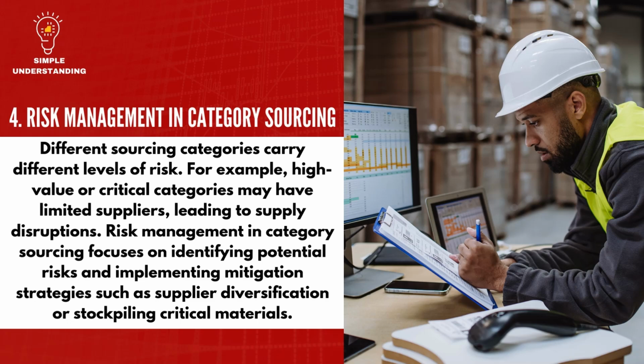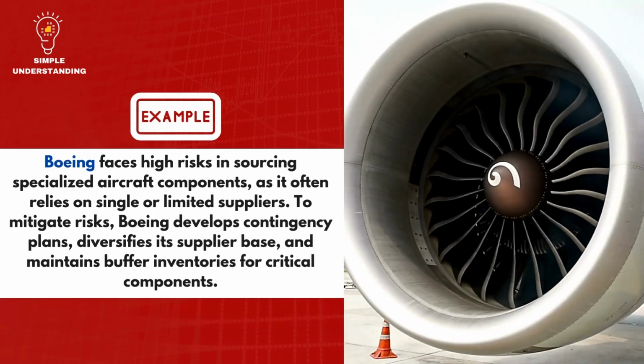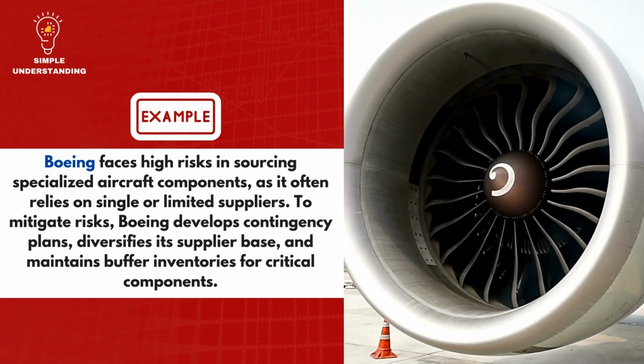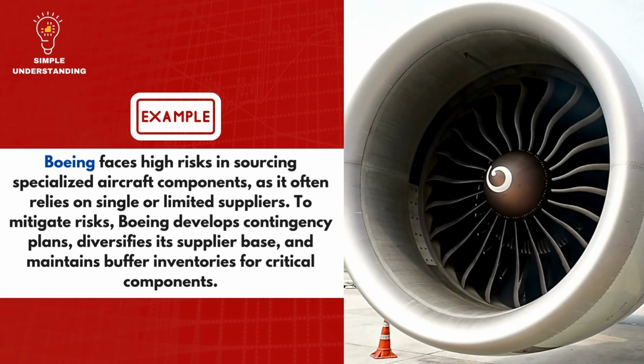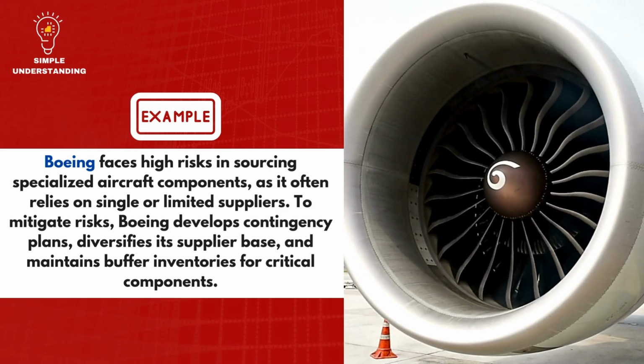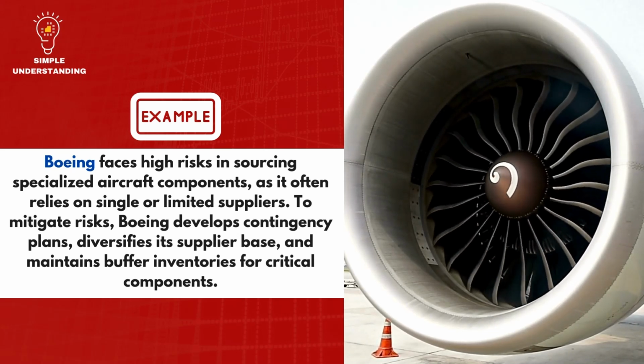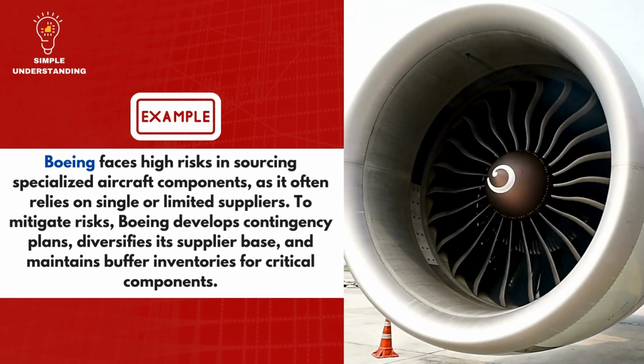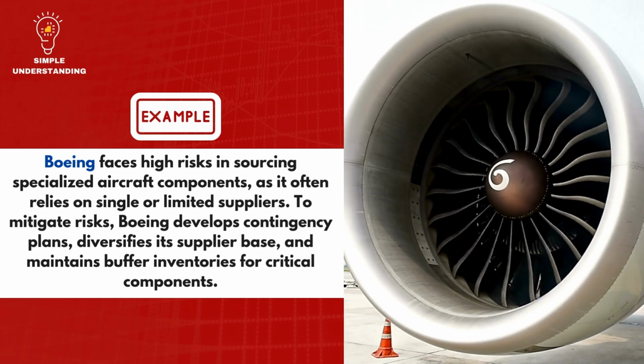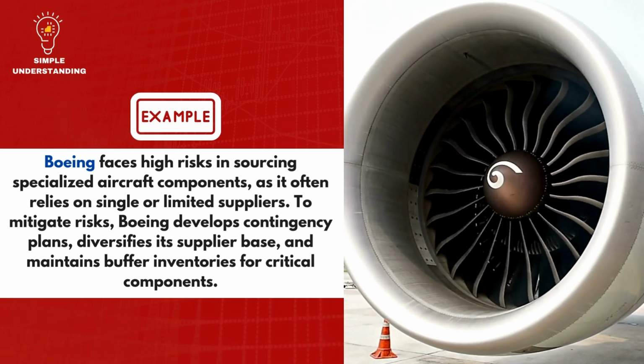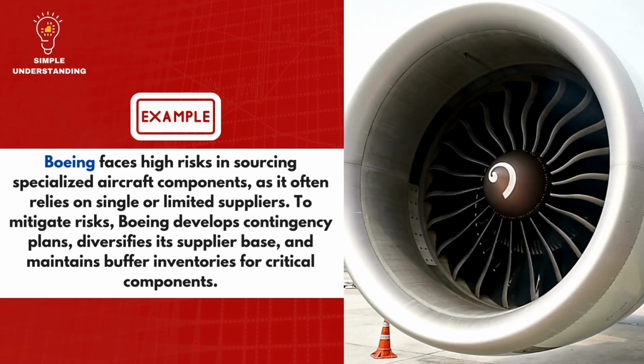Real company example. Boeing faces high risks in sourcing specialized aircraft components, as it often relies on single or limited suppliers. To mitigate risks, Boeing develops contingency plans, diversifies its supplier base, and maintains buffer inventories for critical components.